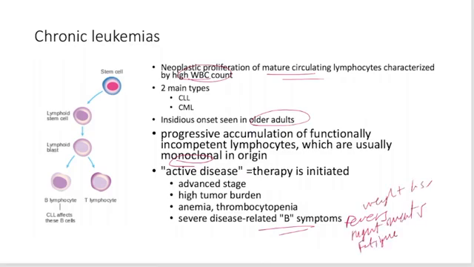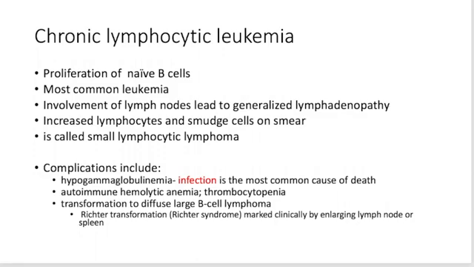Chronic lymphocytic leukemia, proliferation of naive B cells. Remember, when they have not been presented, they are naive. Most common leukemia, involvement of the lymph nodes leads to generalized lymphadenopathy. We have increased lymphocytes, and if we do a smear, there are going to be smudge cells. Related to naive B cells, we will end up having problems for infection, right? So if we have naive B cells, we have half of our adaptive immune system gone. Hypogammaglobulinemia. Infection is the most common cause because we don't have adaptive immunity.